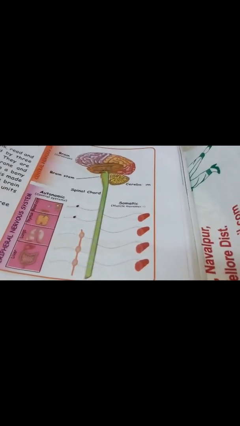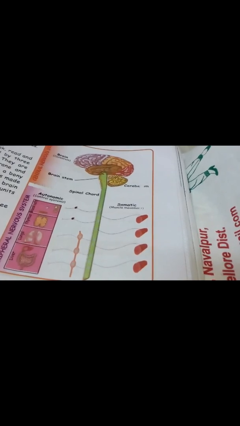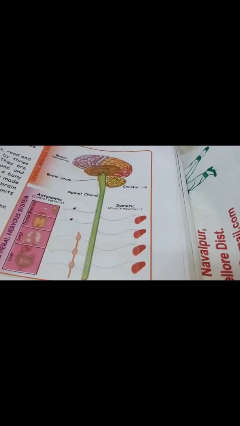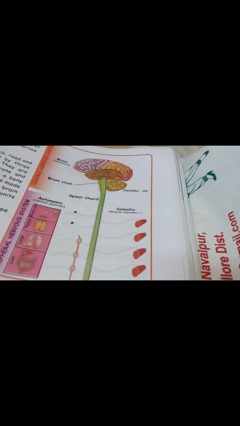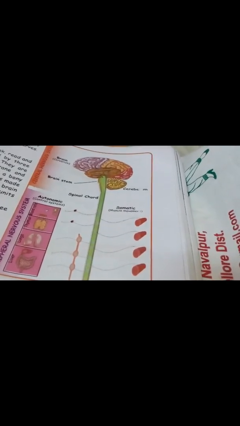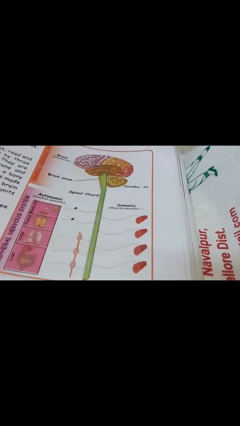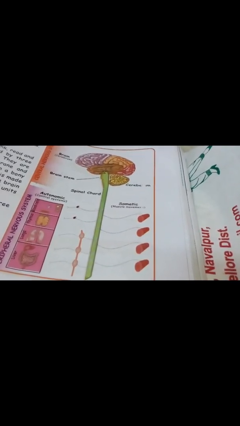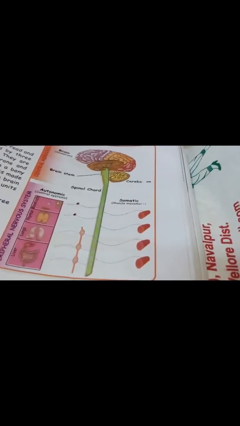Next, second one is cerebellum. It lies behind the cerebrum. It coordinates the movement of the muscles of the body, and it helps to maintain the balance of the body.